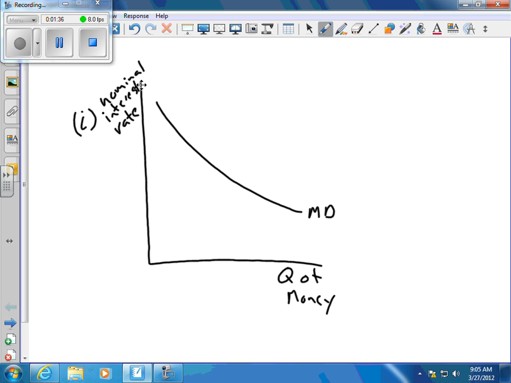What would cause the money demand curve to shift to either increase to the blue line or decrease to the red line is, actually, I think that's the green line. I realized someone played with my markers.